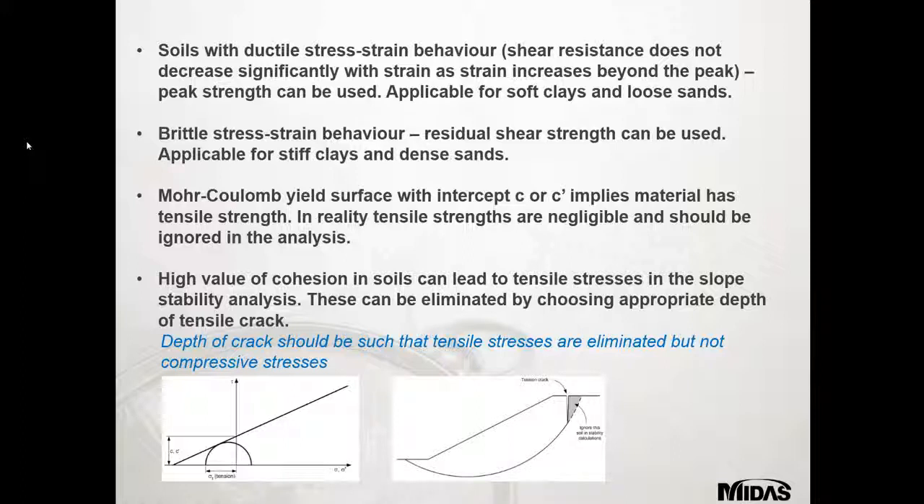Use of cohesion in the Mohr-Coulomb yield surface means that the ground would have a certain amount of tension capacity. This should be manually controlled either by defining the tension capacity as zero in the finite element method analysis or including a tension crack. The tension crack develops near the crest of the slope as shown in the image, and the depth of the crack should be chosen such that it eliminates tension but not compression stresses.